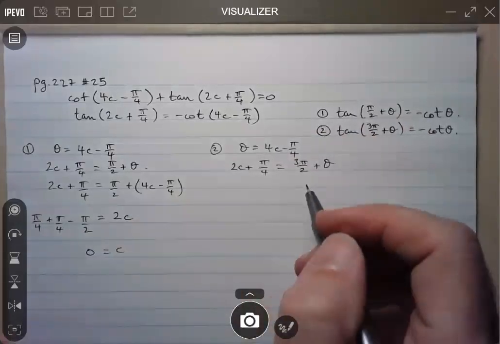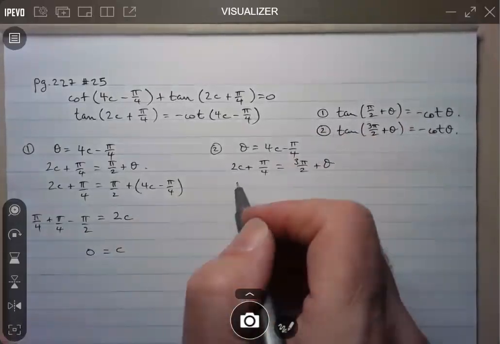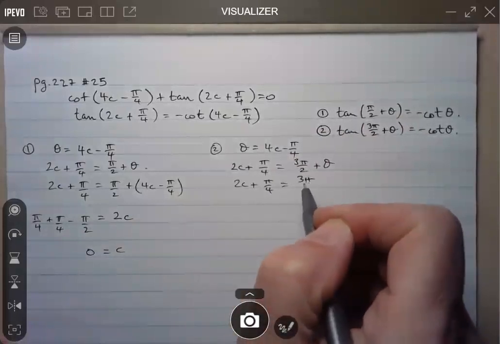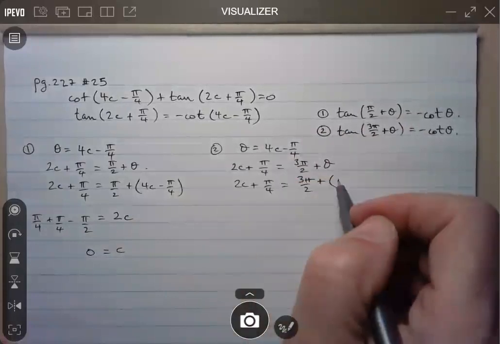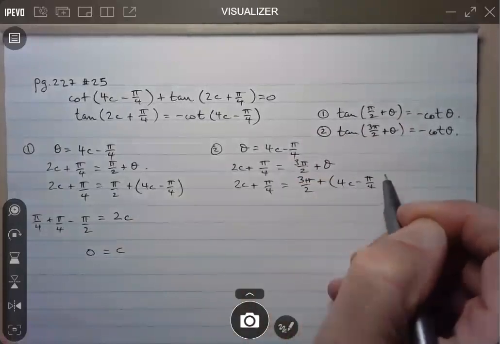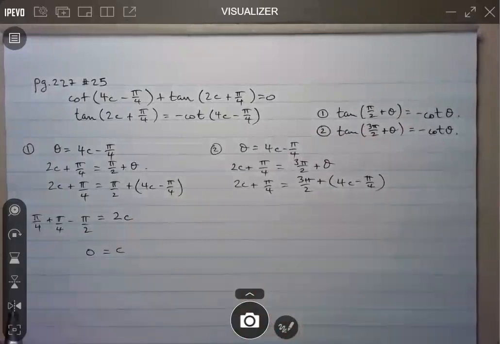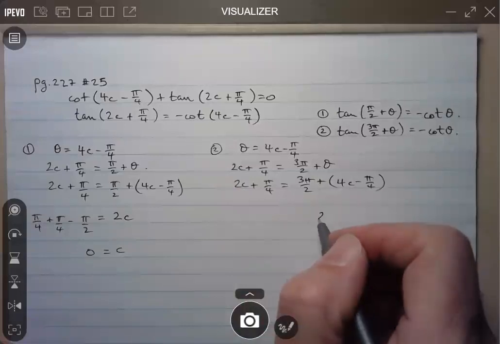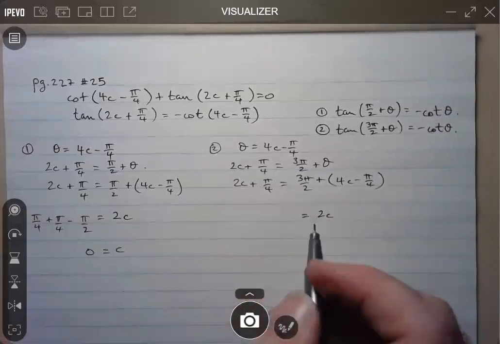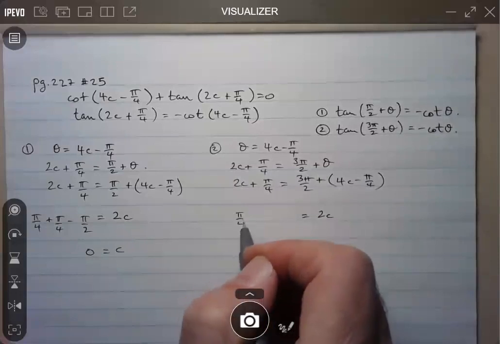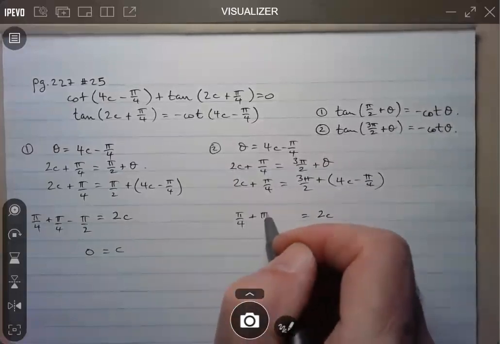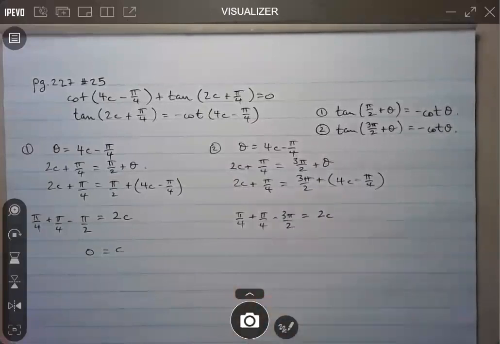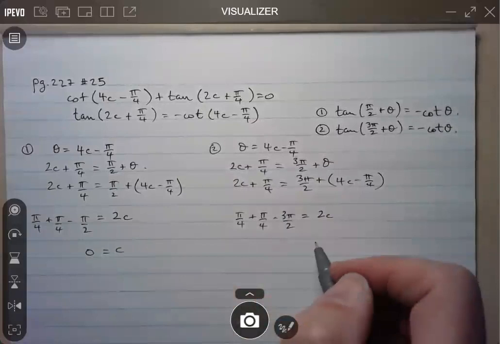Okay. So again, system of equations: 2c plus pi over 4 equals 3 pi over 2 plus theta, 4c minus pi over 4. And now let's do our solution. So what do we got? Again, 2c to the other side should give us 2c. And what do we have here? We have pi over 4 plus pi over 4, and then here minus 3 pi over 2. And so what does that give us?